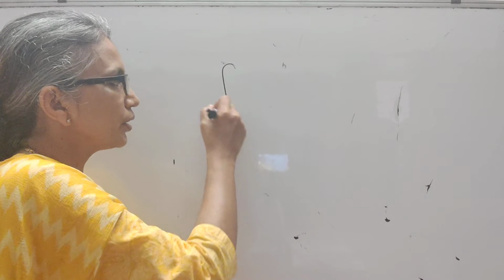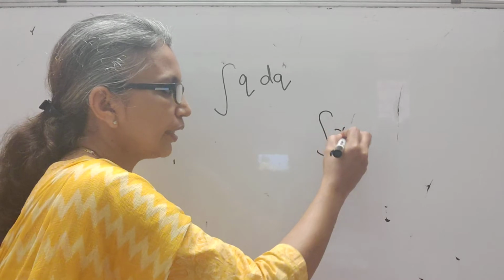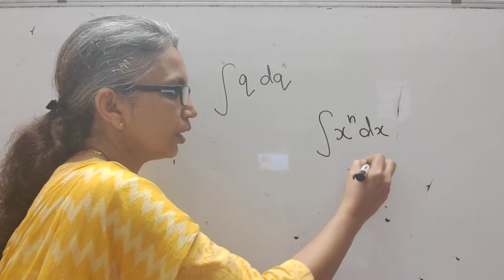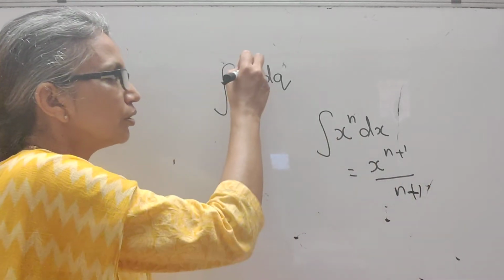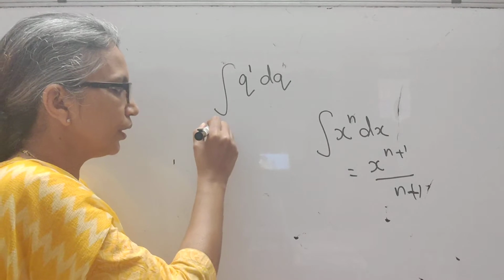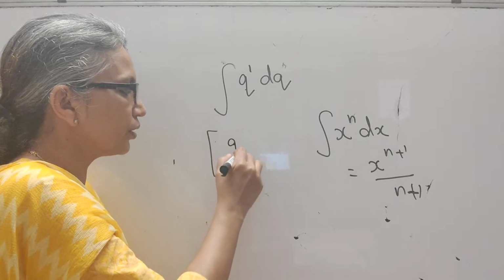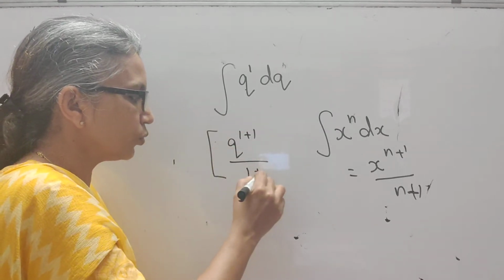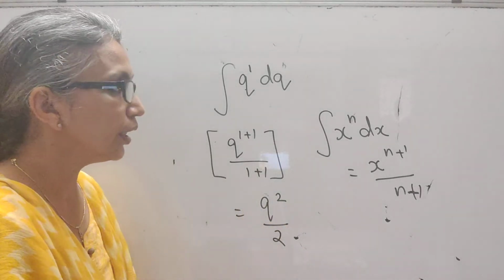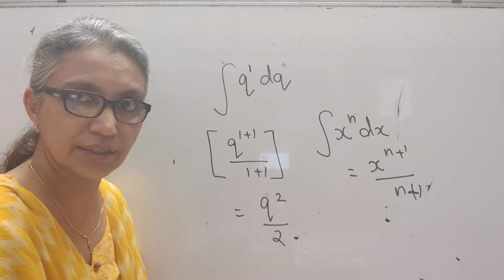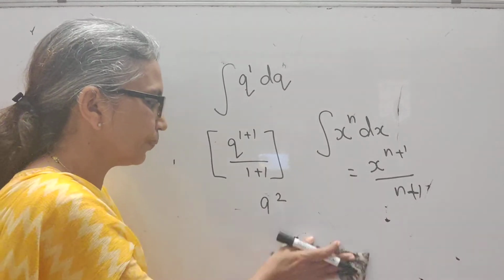We wanted to integrate integral Q dq, and I have taught you the equation integral x raised to n dx is equal to x raised to n plus 1 by n plus 1. So this is what we're going to use here. This is raised to 1, so after integration, this will be q raised to 1 plus 1 by 1 plus 1. And that is how you have it as q squared by 2. Keep it by heart: integral x dx, x raised to 1 dx, is x squared by 2. So immediately you know integral q dq is q squared by 2.